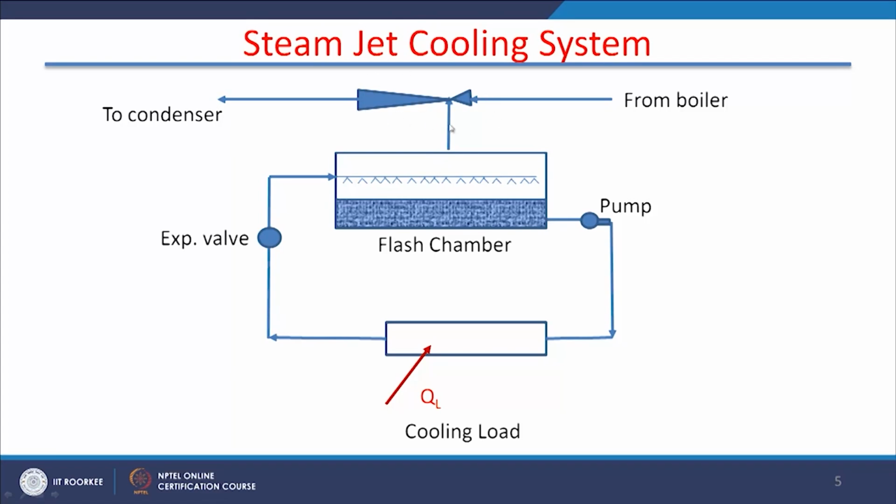From a boiler, steam is supplied to the steam ejector. Inside the ejector there is a nozzle which imparts very high velocity to the steam, and this high velocity creates low pressure in the vicinity of the neck of the nozzle, which is connected to the flash chamber. So very low pressure is created inside the flash chamber and the water is evaporated. For the evaporation, heat is taken from the pool of water present inside the flash chamber, and that causes cooling of the water.